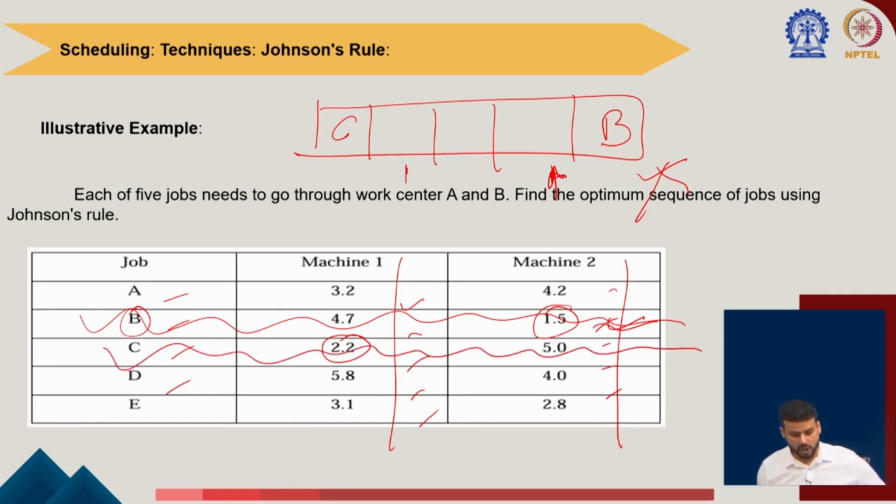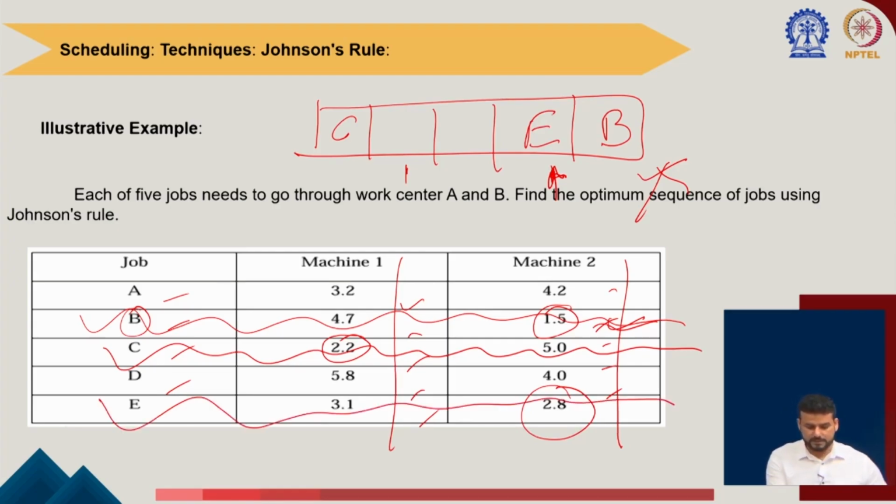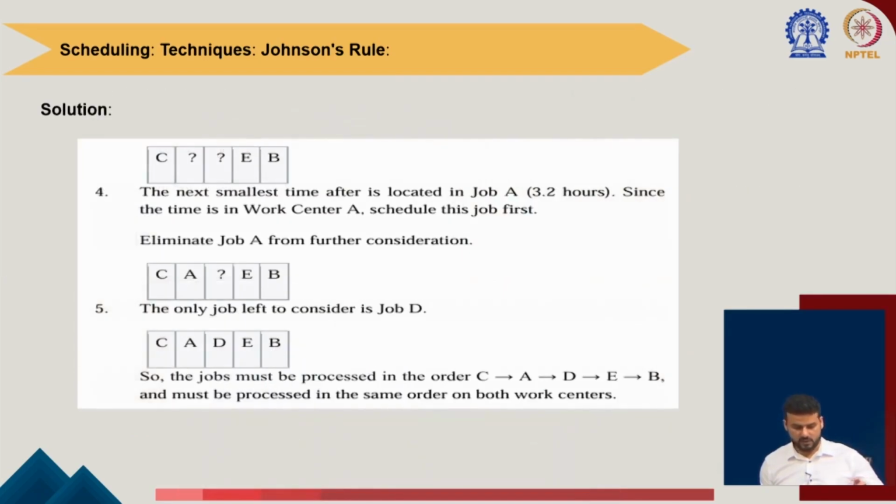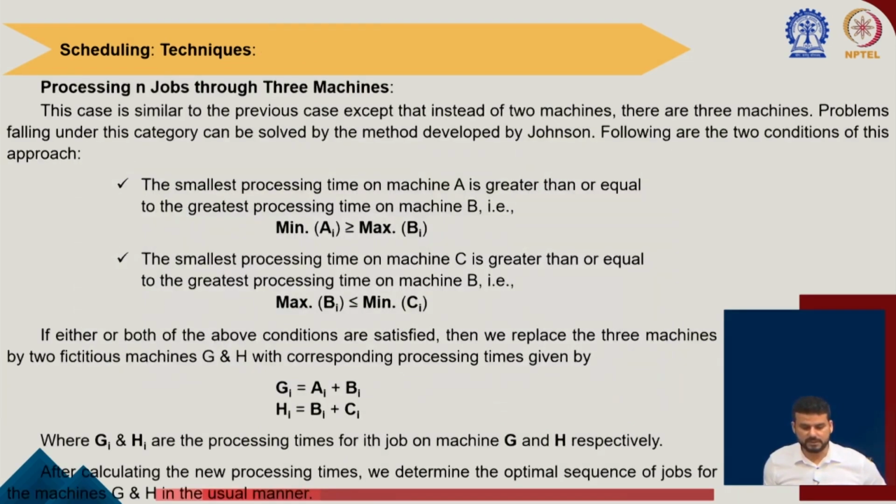Then we have 3 jobs. Now the minimum time I believe is 2.8, which is for E, on machine 2, so we will place it last in the sequence. Now E is also gone. The minimum time is 3.2, which is on machine 1, job A, and obviously the only one left is D. So C, A, D, E, B. You can see all these steps are given, C, A, D, E, B, right. So this is how we can sequence using the Johnson rule.